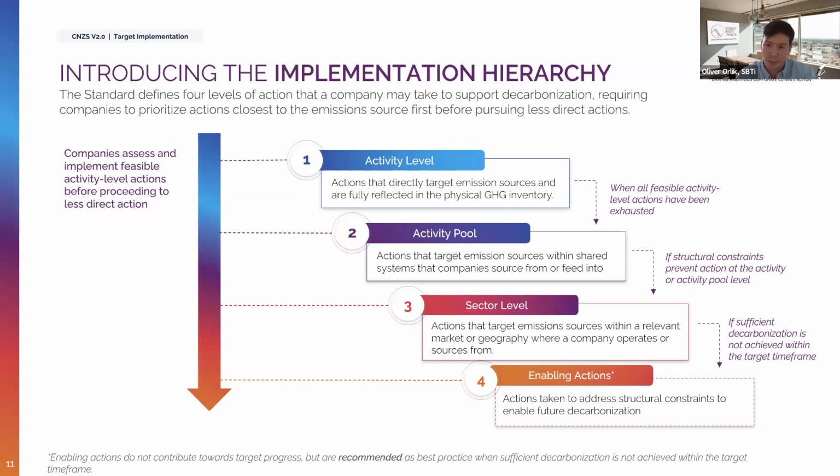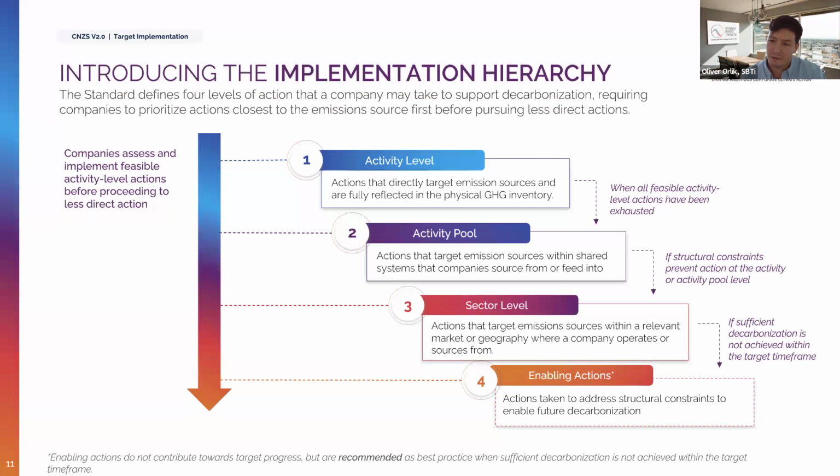At the sector level is where you can target emission sources within the relevant market or geography where a company operates or sources from. And this refers to actions such as purchasing market instruments, carrying product attributes from the geographical systemically relevant sources. So to put this into an illustrative example, this might be a company purchasing certificates for low carbon cement. The company is not able to physically procure from a cement plant with carbon capture and storage, so unable to procure low carbon cement due to geographic constraints. They can then purchase cement from the closest available plant and then purchase certificates separately from a plant that's producing cement with CCS. That's at the sector level.